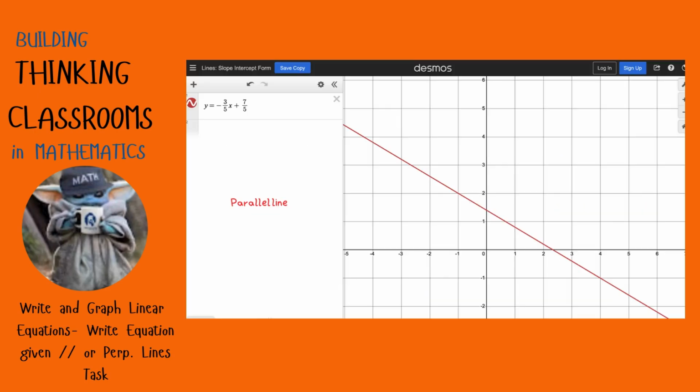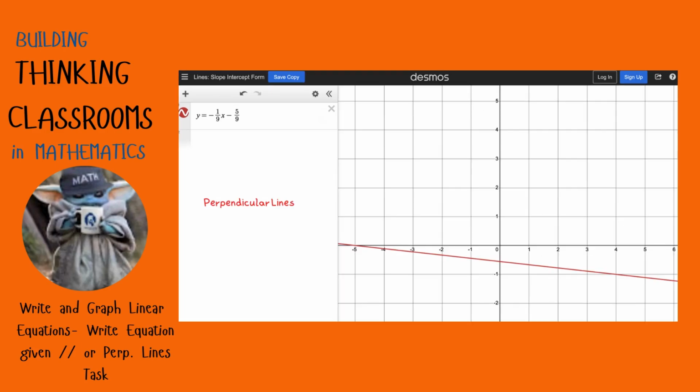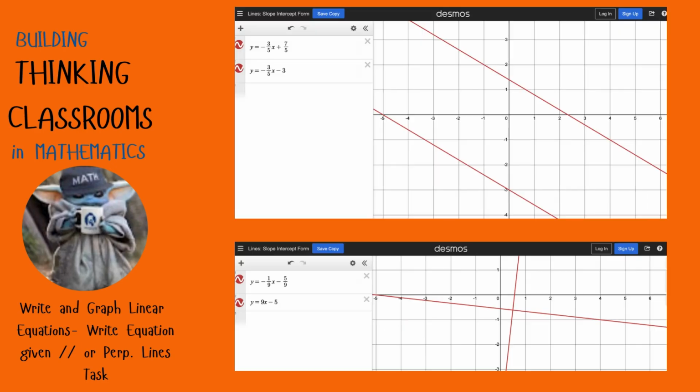They should have gotten that the equation of the line for the parallel prompt was y equals -3/5 x plus 7/5, which you can see graphed on the screen. For the perpendicular question, they should have found that the equation was y equals -1/9 x minus 5/9, which you can see graphed in red. As you can see, this is what the student's graph should have looked like when they were checking themselves.